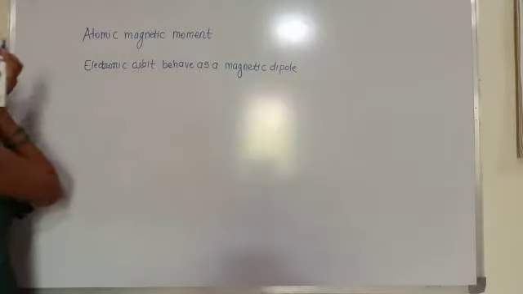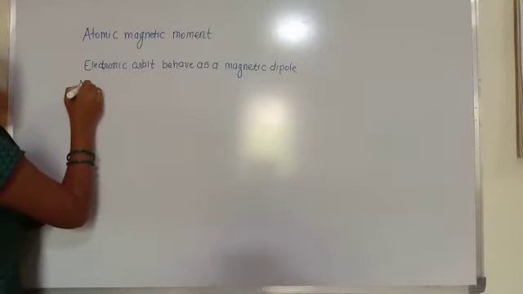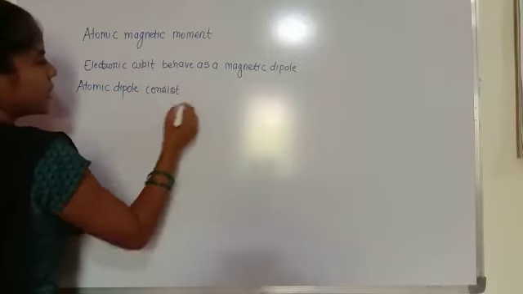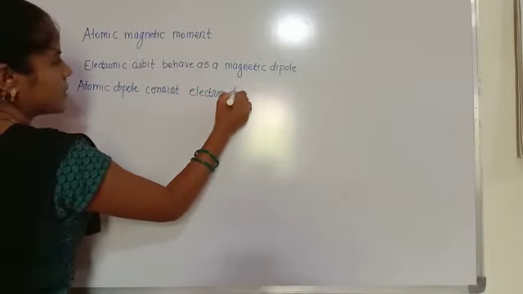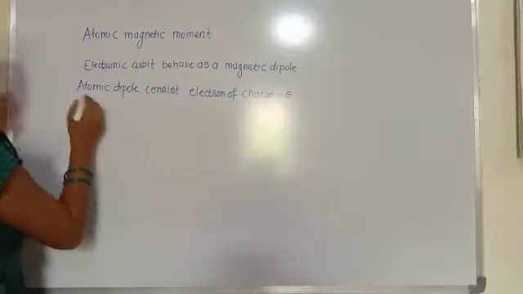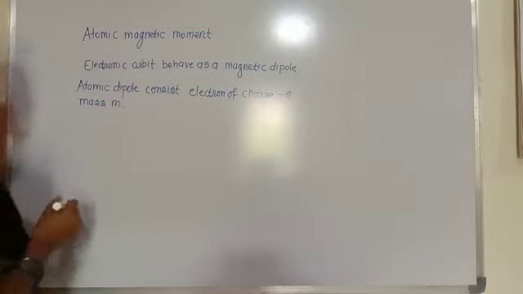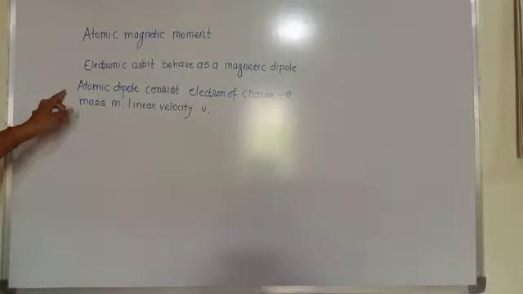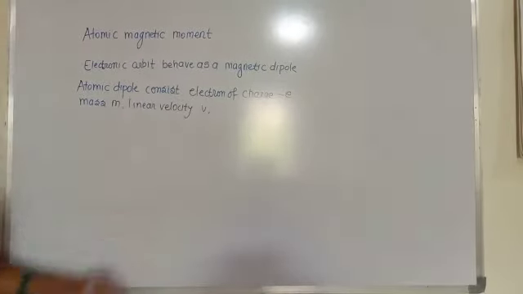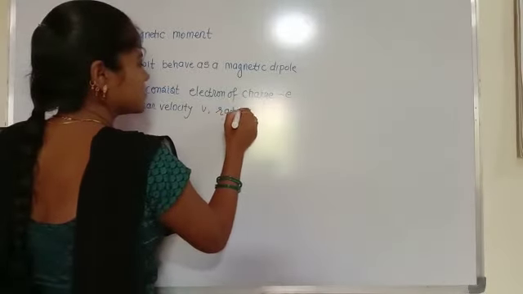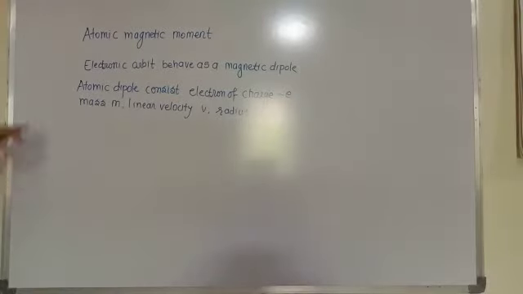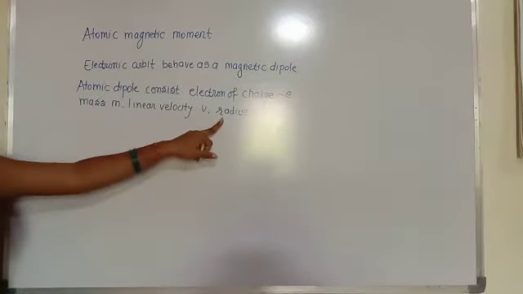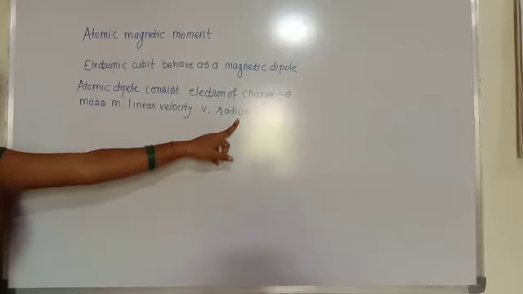Let us consider an atomic dipole consisting of an electron of charge minus e and mass m, with linear velocity v, which revolves around the atomic nucleus with radius r.